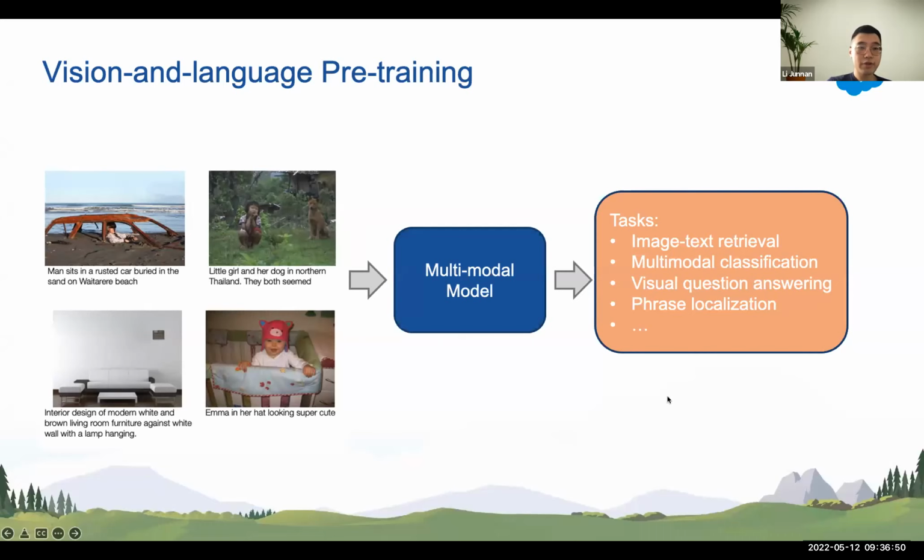So what is vision and language pre-training? This vision and language pre-training aims to make use of images and the alt text pairs that are freely available.